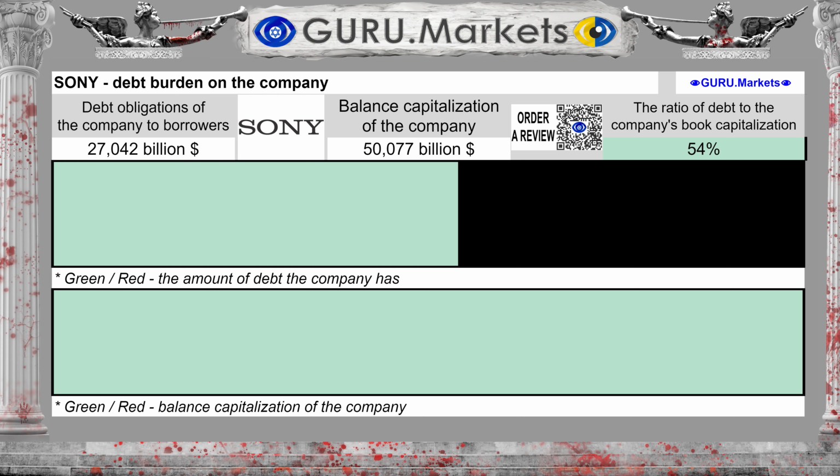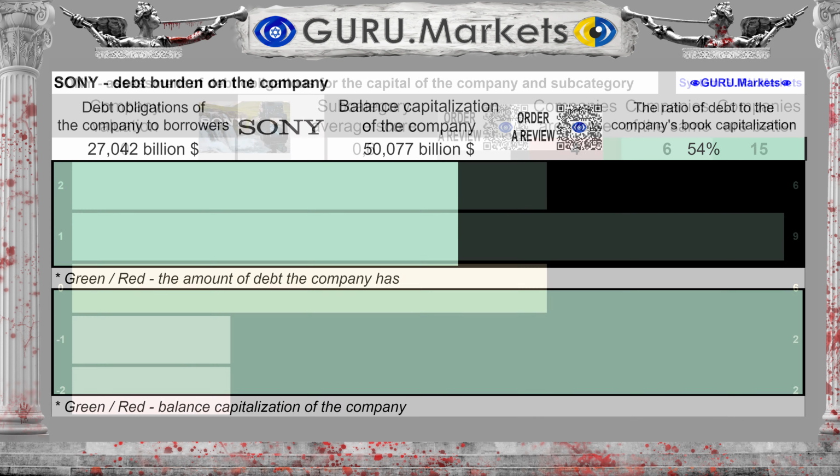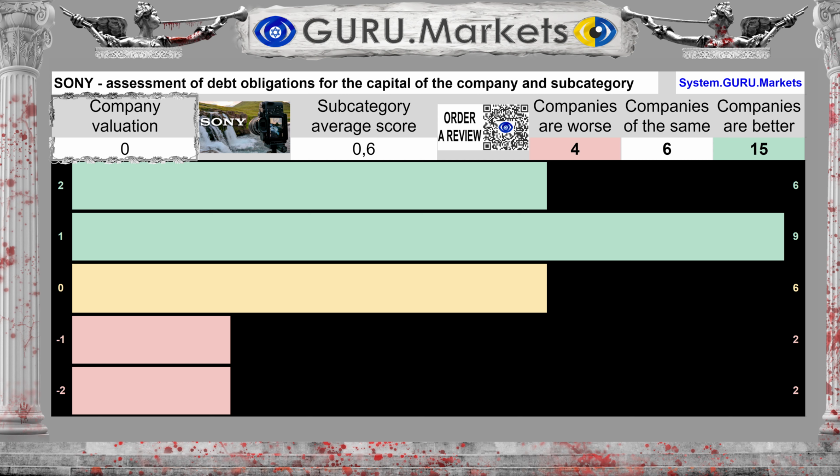The company under study has financial liabilities of $27.042 billion. Debt to book value represents 54% of the company's equity. Rating for the company's debt level: tolerable, 0 points.